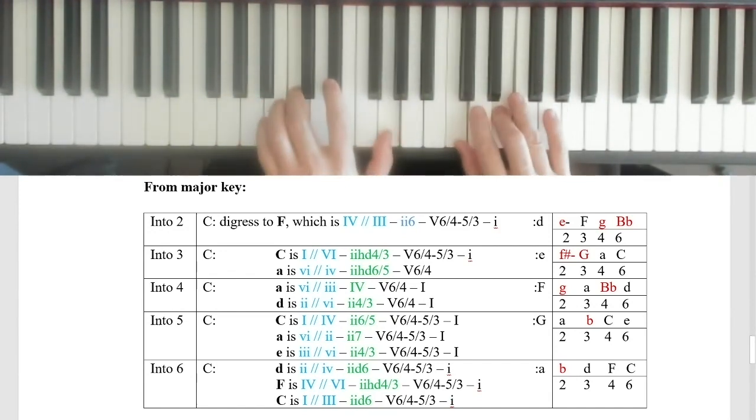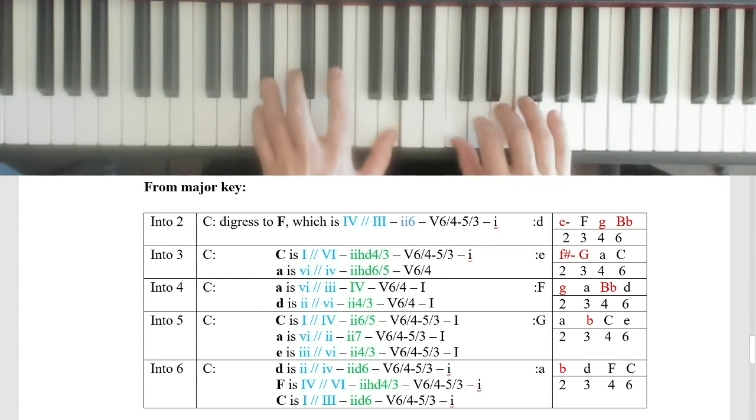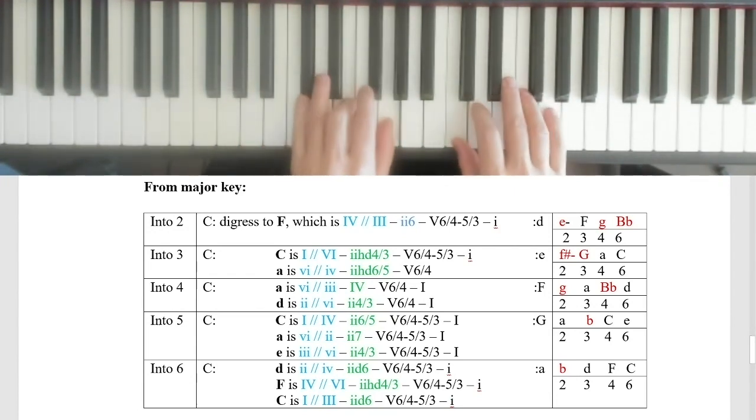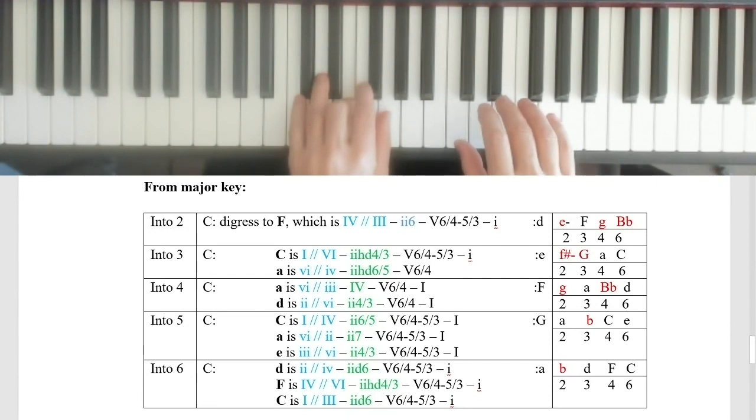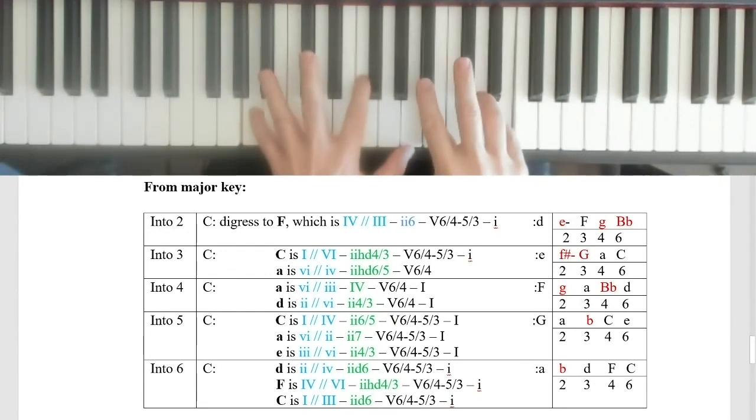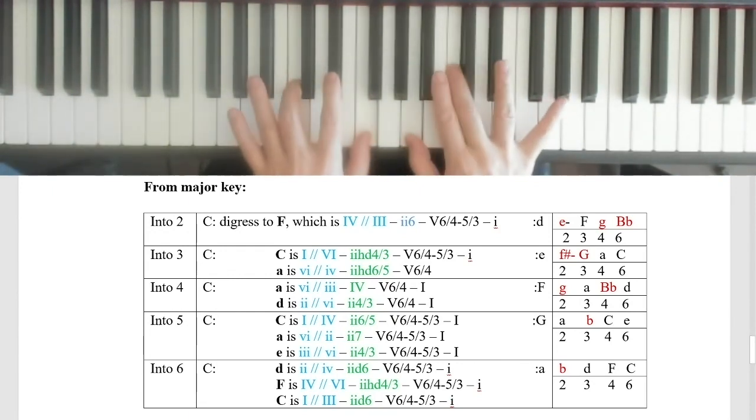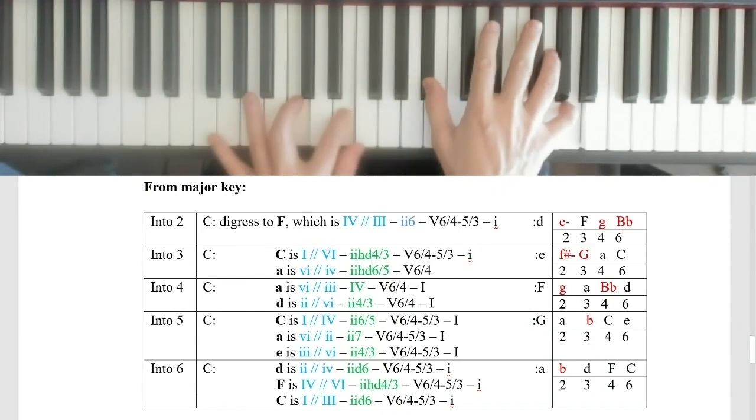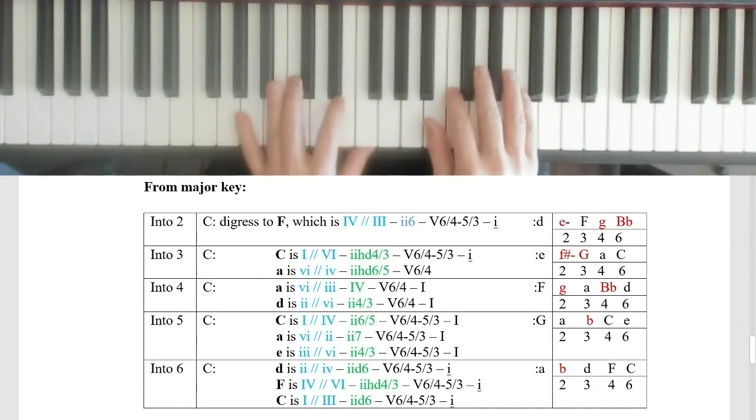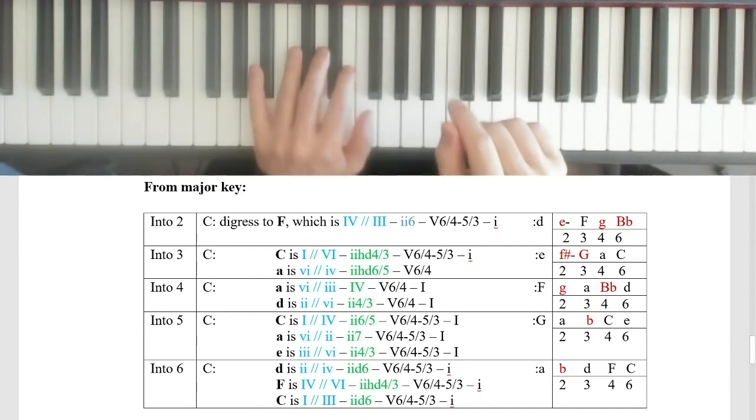Period. This is measure 5, 6, and 4. There's another pivot chord, which is a D minor chord.